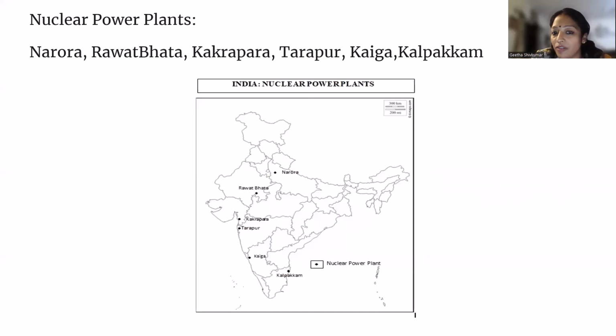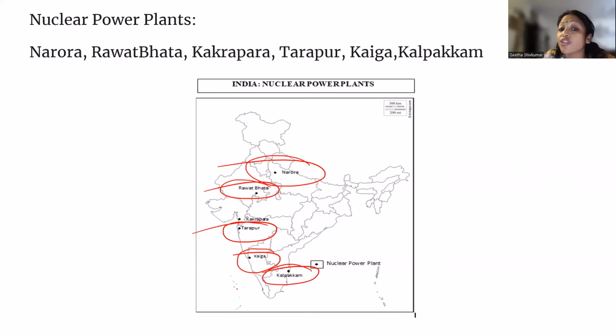Next one, nuclear power station. The most important is Narora, which is in Uttar Pradesh. Rawatbhata, again important, is in Rajasthan. Tarapur is in Maharashtra. Then Kaiga is in Karnataka. Kalpakkam, very important, is in Tamil Nadu. Then Kakrapar, again it is in Gujarat, the southern part of Gujarat.